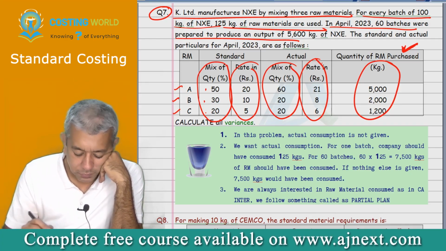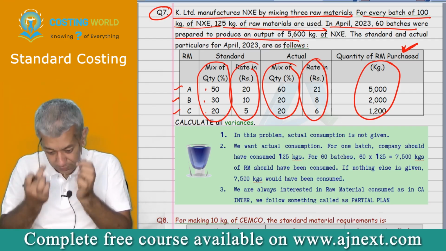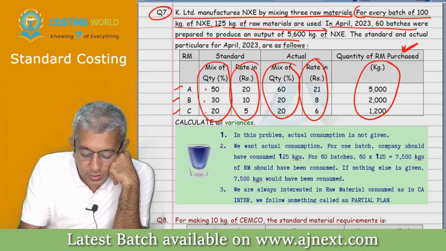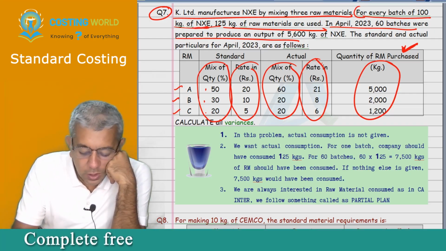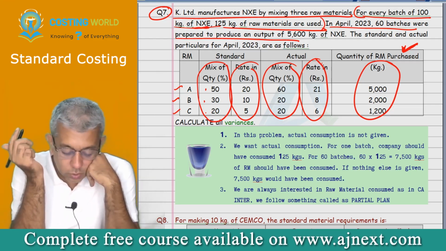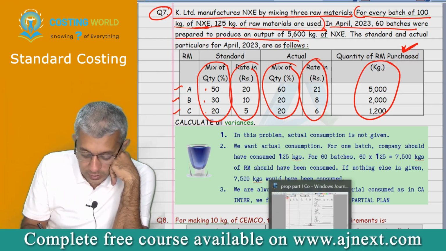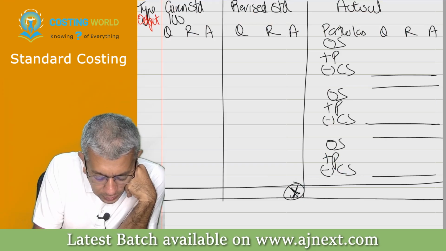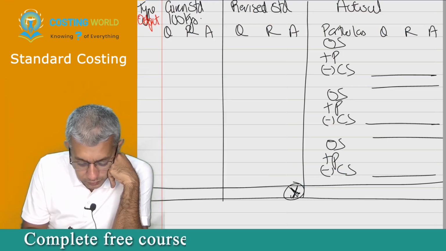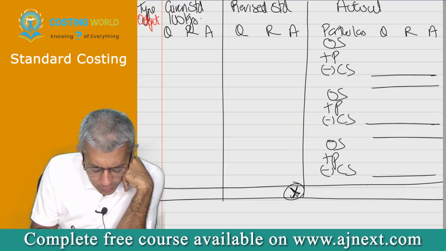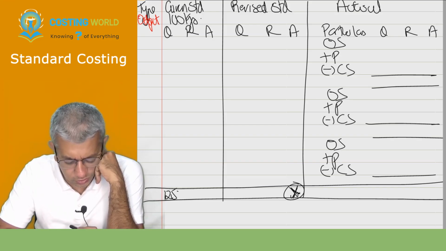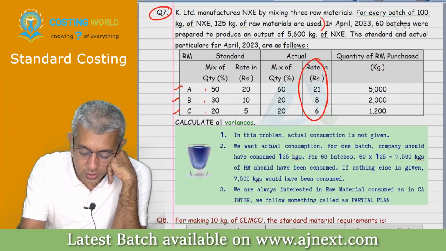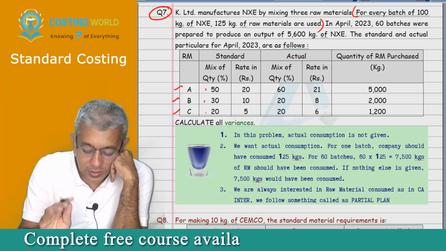Now, let's do the things. See, for every batch of 100 kgs of NXC, that's your product's name, I think, 125 kgs of raw material are used. So, therefore, in this particular case, for producing 100 kgs of the product, whatever standard data they give, I just put over here: how much raw material is required? 125 kgs. Now, this 125 kgs, see, I'll tell you one thing.